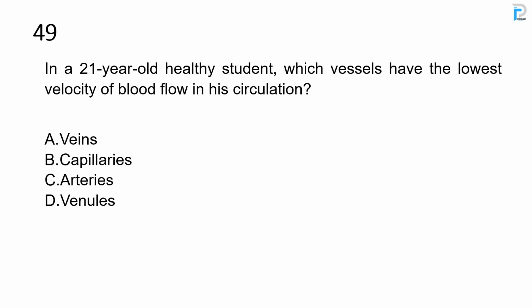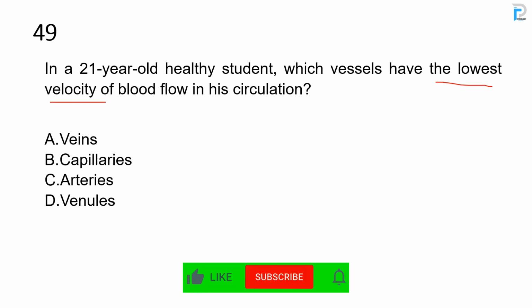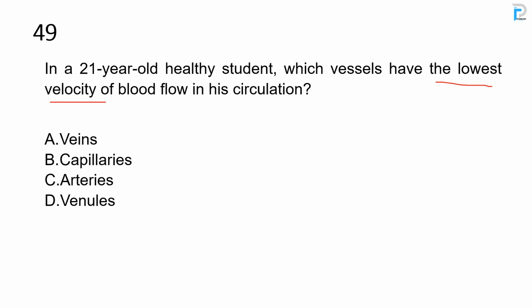In a 21-year-old healthy student, which vessels have the lowest velocity of blood flow? So the key words here are low velocity of the blood flow. We have different types of vessels: veins, capillaries, arteries, and venules. So which one has the lowest velocity? Of course, the correct answer is the capillaries.